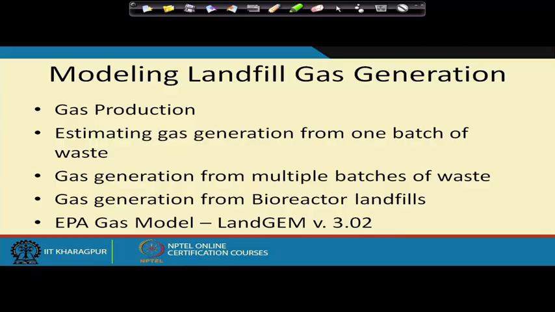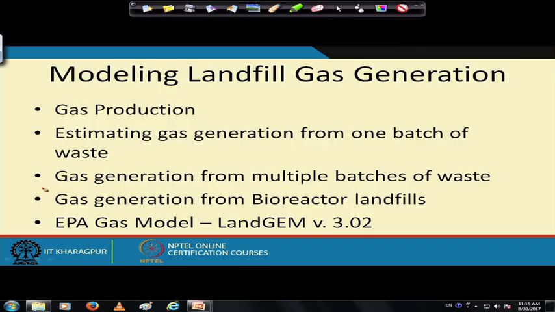But the January 1 waste is still producing gas on January 2, on January 3, January 4, and it will keep on producing gas until the whole potential, the amount of gas that it can produce, has run out. So the maximum amount of gas that it can produce has gone. So the gas generation happens from these multiple batches. So we are calling it the batches.